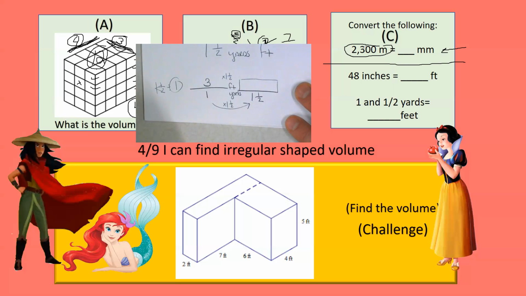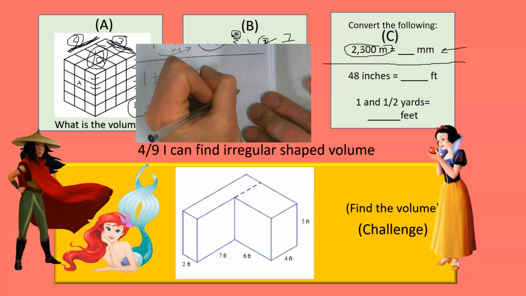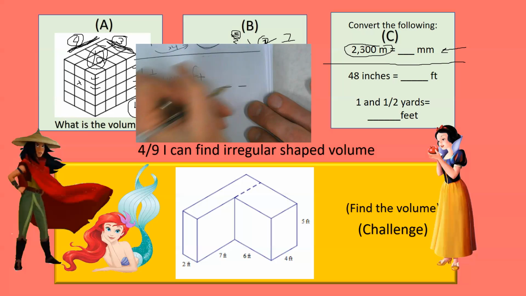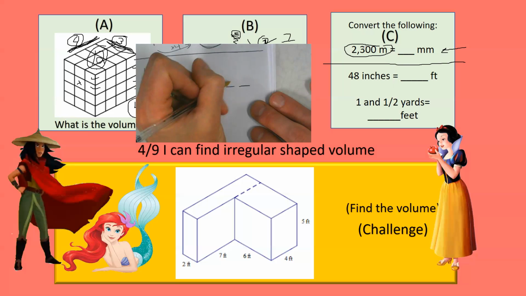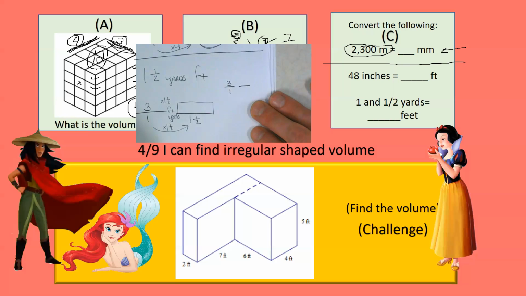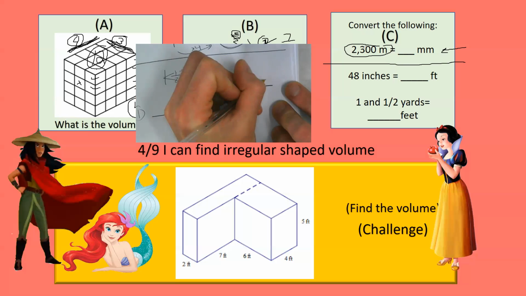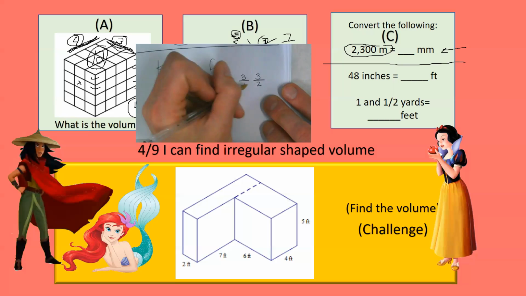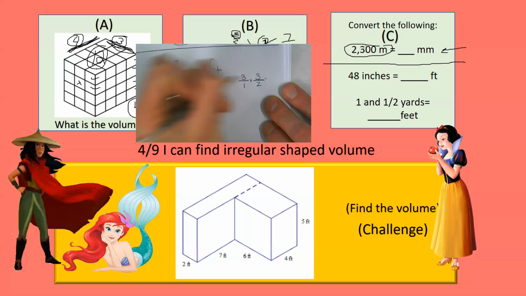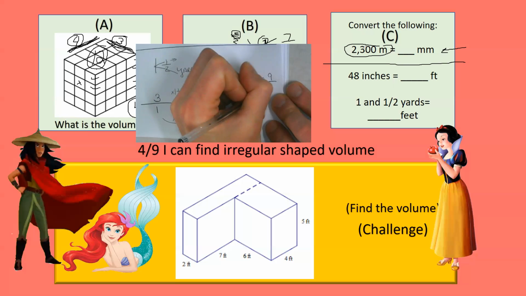Ooh, what's 3 times 1.5? Well, remember, whenever you multiply fractions, you have to turn it into a numerator and denominator. So 3 would be 3 over 1 times 1.5. 2 times 1 is 2 plus 1 is 3. So 1.5 equals 3 halves. Now I can multiply across. 3 times 3 is 9. 1 times 2 is 2.